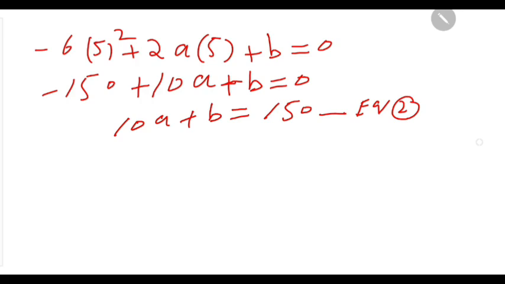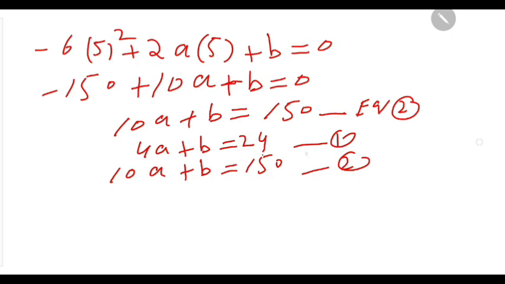So now we're going to solve for a and b. We have these two equations, equation number 1 and equation number 2. Now I'm going to subtract equation number 1 from equation number 2, or you can use the substitution method. I'm going to use the elimination method to solve the simultaneous equations, because the coefficients of b are equal in equation 1 and equation 2.